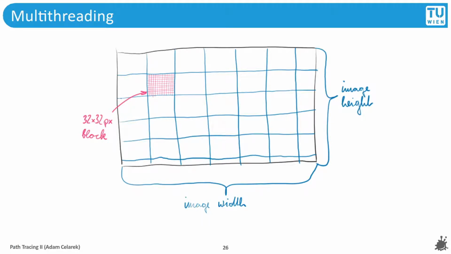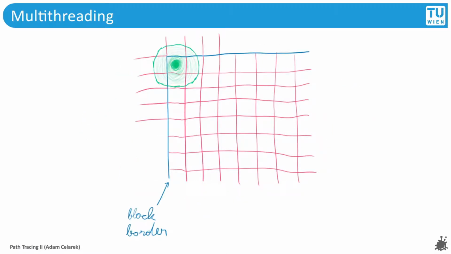Another advantage is that the first few bounces will have a high probability of hitting the same geometry, and so the caches of the CPU have fewer misses. Blocks at the border of the image are often smaller. Samples are taken for all pixels inside the block, but as said, due to filtering, each sample can contribute to more than one pixel, including pixels outside the block.